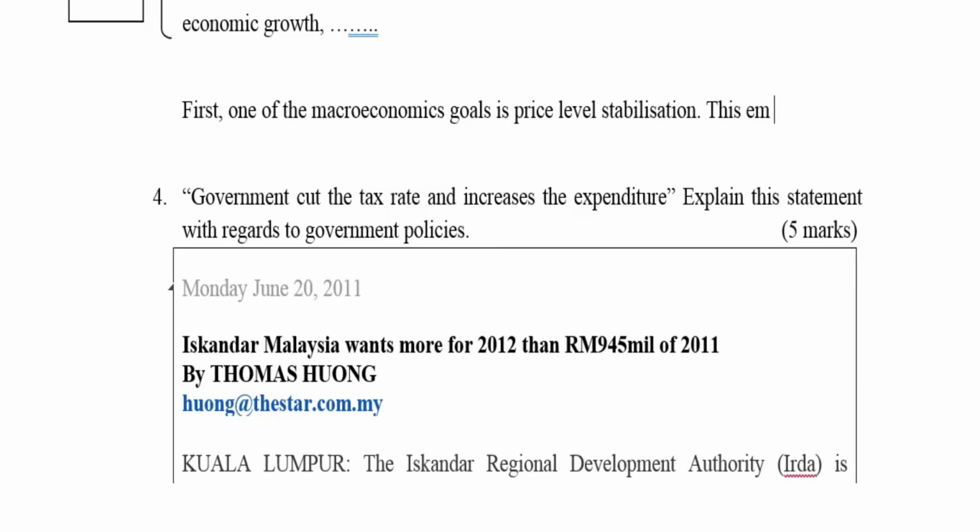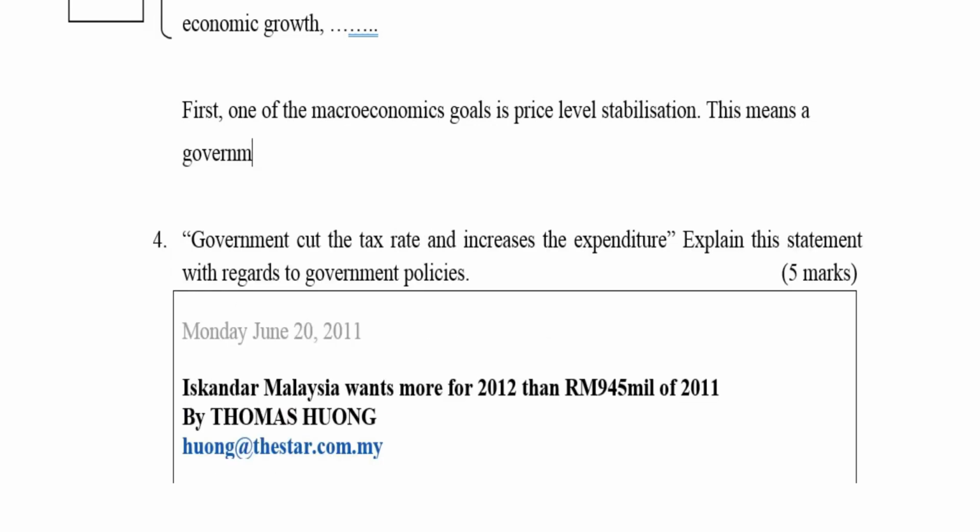This means a government aims for a relatively low and stable positive inflation. Okay, it must be low and stable, positive. It cannot be negative inflation. Negative inflation is basically deflation. Deflation is not good for the economy. So low and stable, positive inflation.